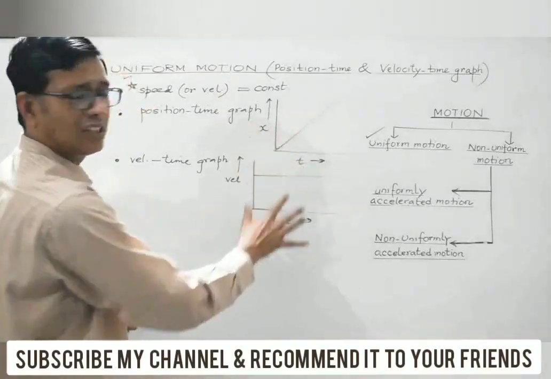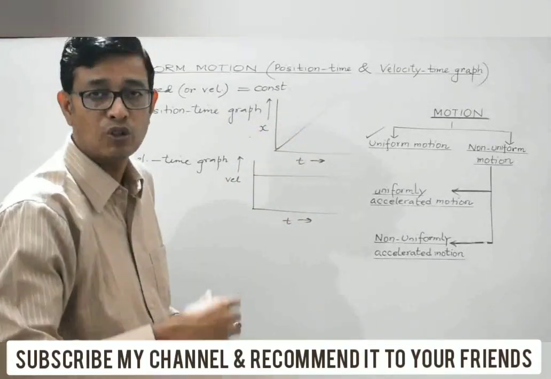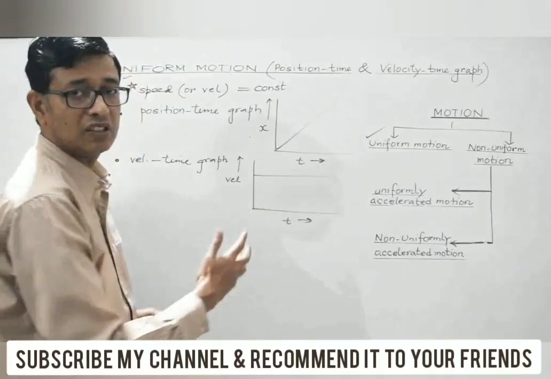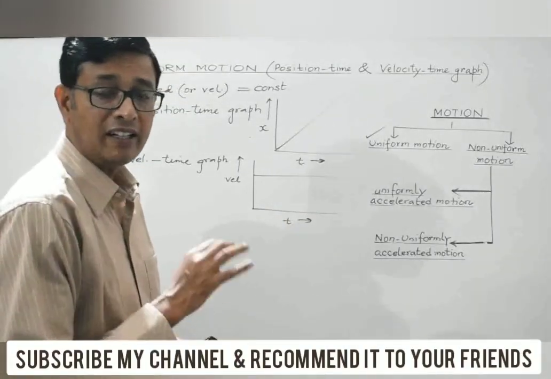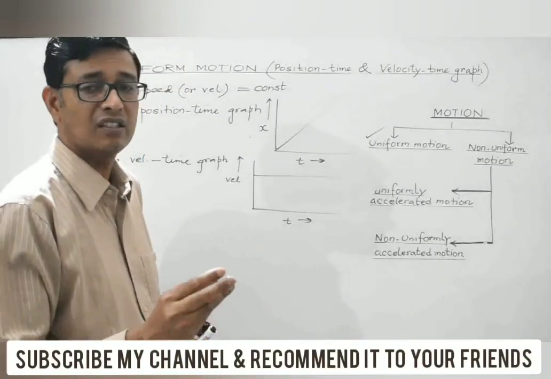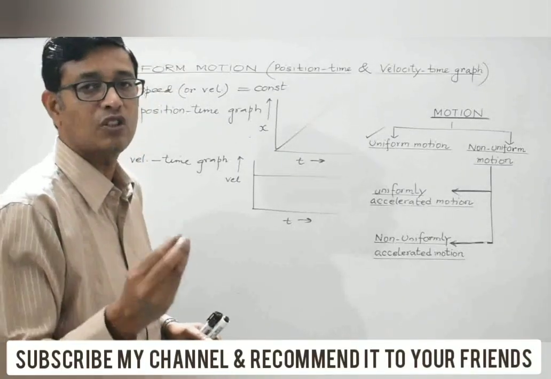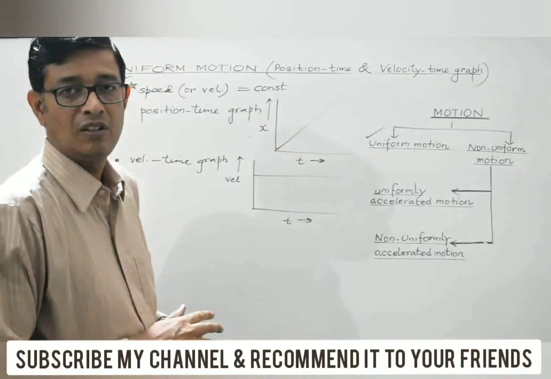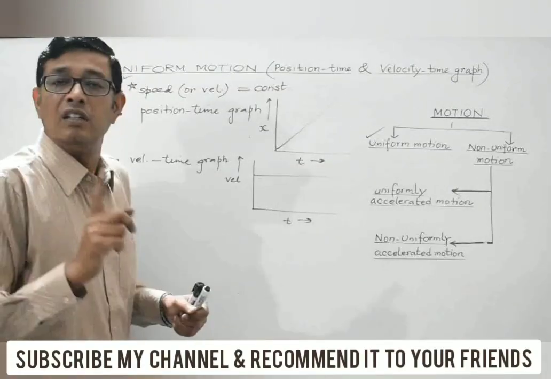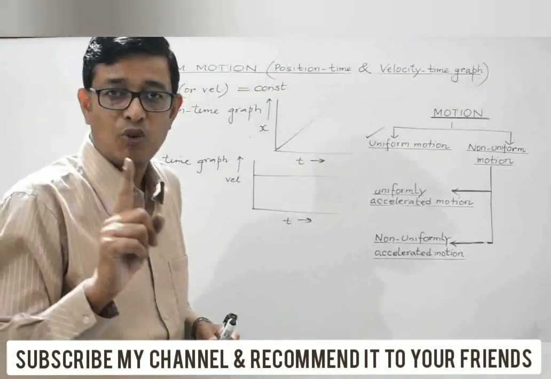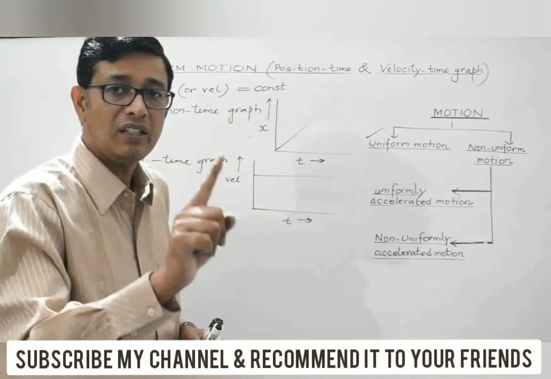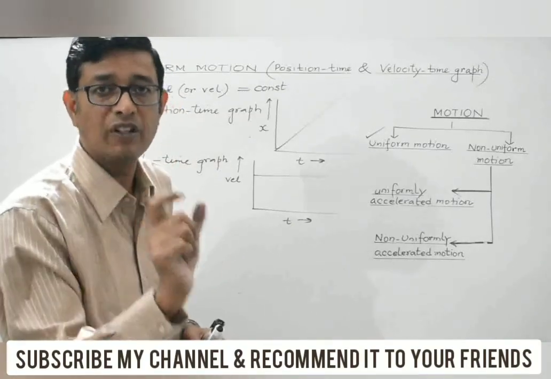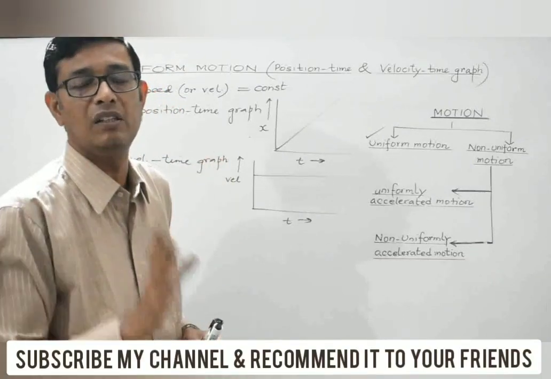We will discuss these graphs in detail. I will show how to plot these graphs and what the significance of these graphs is. That also we are going to discuss right in this session. For the time being, we are simply theoretically discussing the important characteristics of uniform motion. So what we have discussed is, a body is said to be in uniform motion if it covers equal distances or displacements in equal intervals of time, however small the intervals may be.